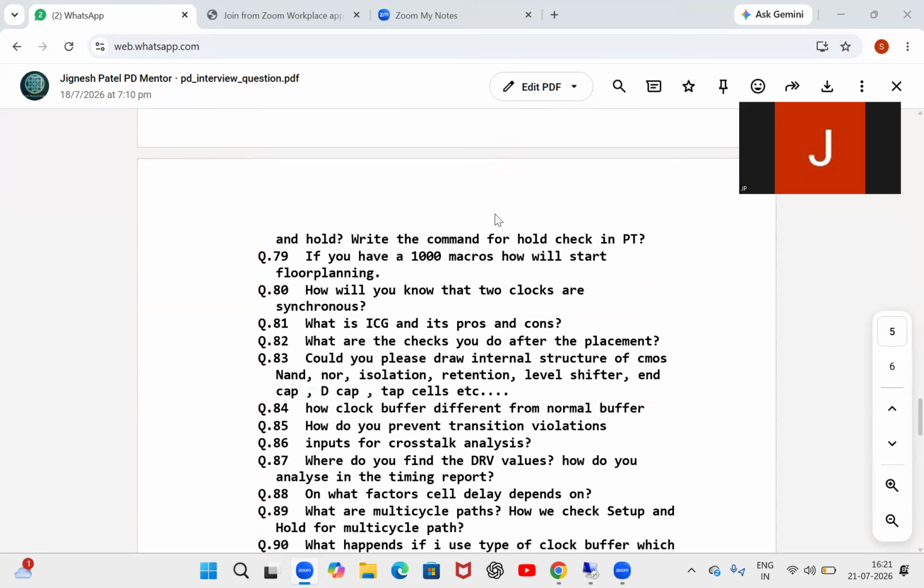Now you did not mention anything about the macro channel. How will you decide the channel? Also, one of the guidelines is that at least one vertical VDD and VSS should be present in the macro channel. See, an interviewer also knows that macro placement is an iterative process, but what exactly you will do, your approach, he or she wants to know.